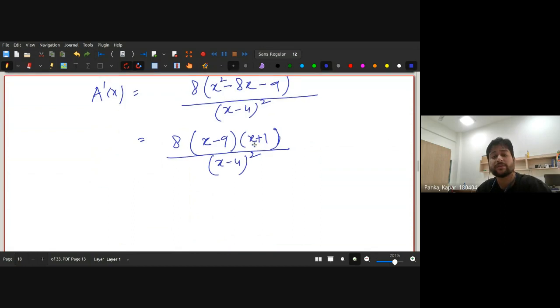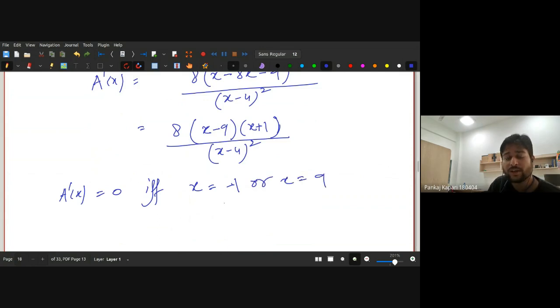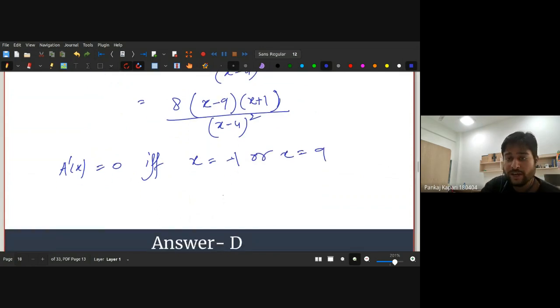This is my derivative. Okay, so where the derivative becomes 0, what are the critical points? So A prime of x is 0 if and only if x is equal to minus 1 or x is equal to 9. Okay, so notice that x cannot be negative. So this critical point we have to ignore, x equal to minus 1. Okay, let's ignore the critical point x equal to minus 1.